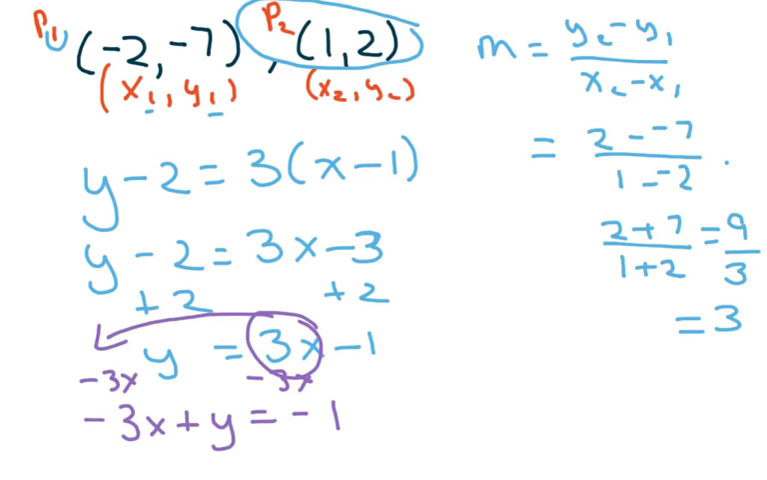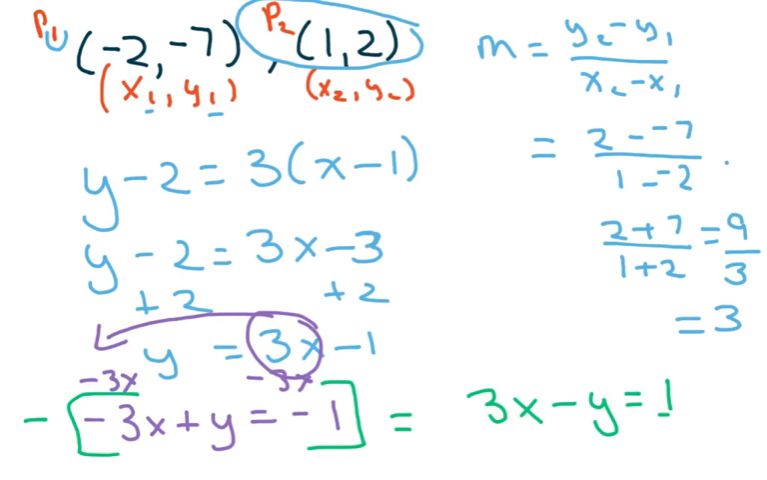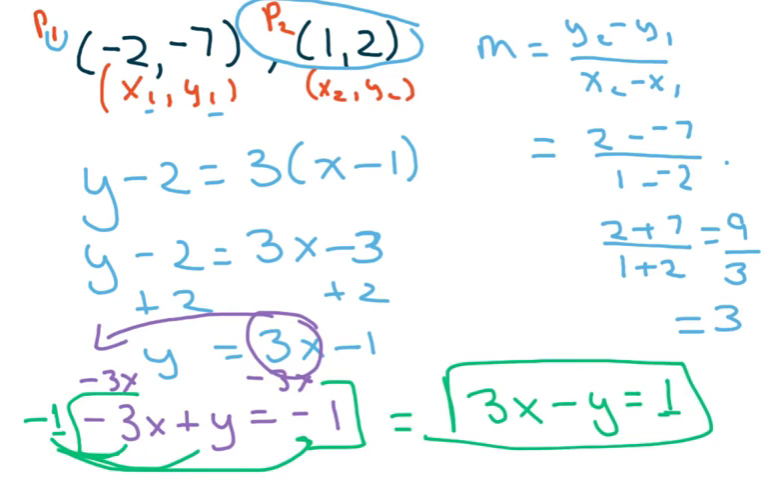I can't have a negative in standard form for my a part. So I negate everything. When you negate everything, you're going to get 3x minus y equals 1. Basically, what you're doing is you're multiplying each term by negative 1. And that just changes the signs. So that's your standard form.